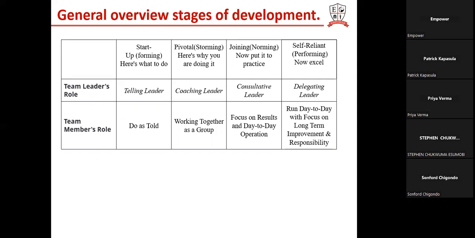And the leader's role can be defined as the consultative leader. And the team members' role focuses on the results and day-to-day operation. Finally, the fourth stage is where we look at excelling. As you remember, I differentiated leadership and management, whereby I said the major concern for managers is to get results, but for leadership, the major concern is to excel. So this is the fourth stage. And the team leader's role is to delegate, whereby the members' role is to run day-to-day with focus on long-term improvement and responsibility.